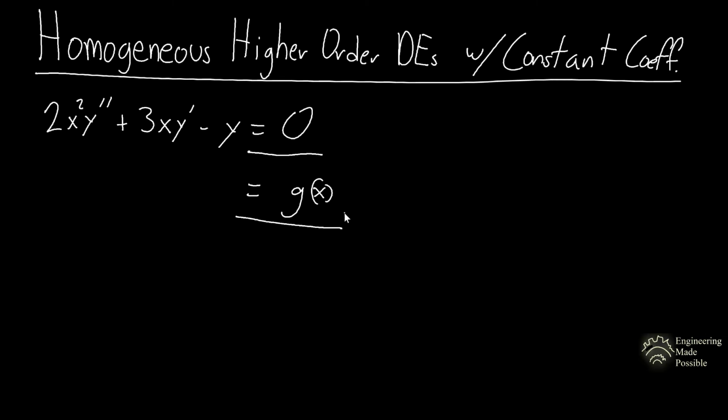And that's the only distinct difference between homogeneous and non-homogeneous differential equations. For homogeneous, the differential equation is equal to 0. For non-homogeneous, it is equal to some function. Let's call it g of x.